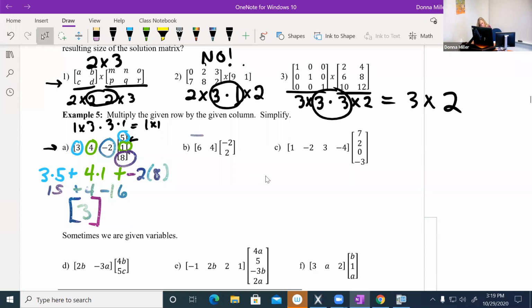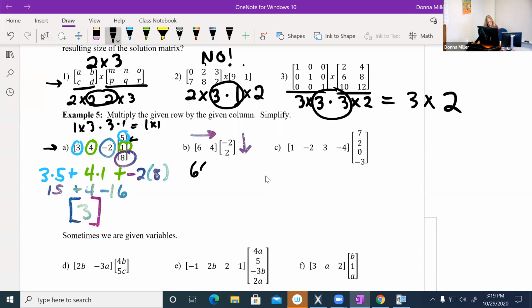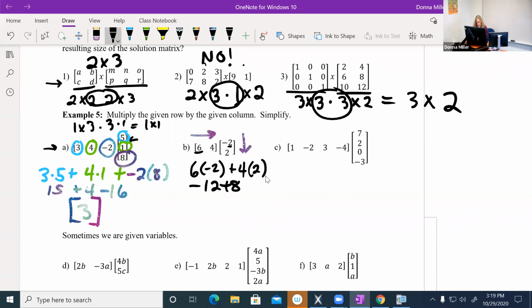All right, same thing. We're going to get a 1 by 1, across the row and down the column, right? So we're going to do 6 times -2. See, I did the first guy and the first guy, then I do the second guy and the second guy. So I end up with -4, right? Is that okay? Okay. All right, we good so far?